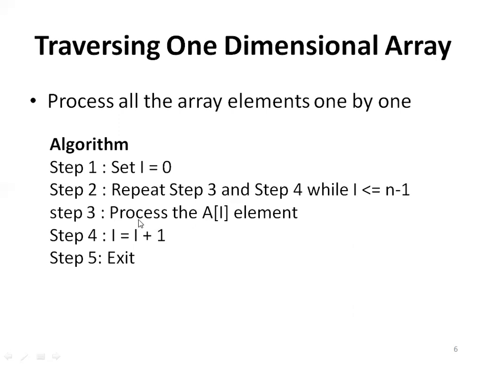So here the process is actually visiting the elements of the array. So process the array element a[i]. So i goes from 0 to n minus 1, and then you increment the value of i equals i plus 1, then execute. So this is the algorithm for traversing a one-dimensional array.